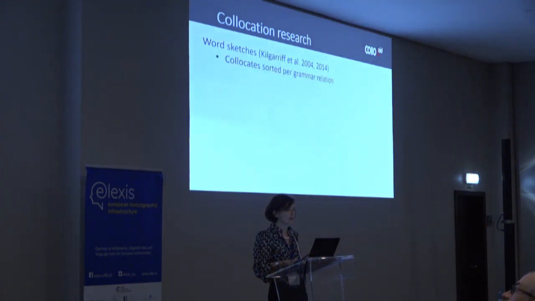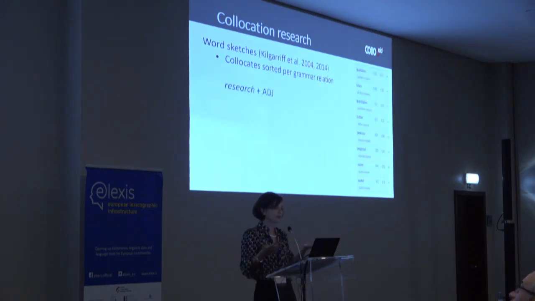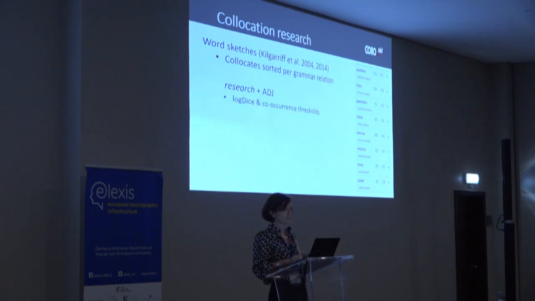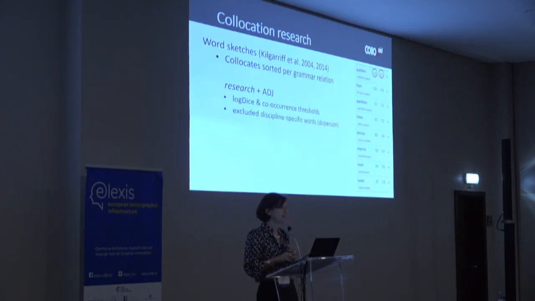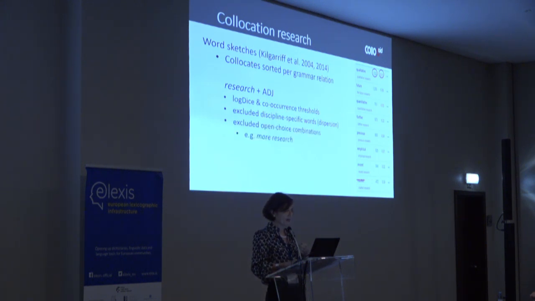We used word sketches where collocates get sorted per grammar relation. So here's an example for adjectives or modifiers used with research. And we use log dice and co-occurrence thresholds over here. Then we excluded discipline-specific words like market, because everyone working in market research already knows this. We were interested not in discipline-specific, but in things that are not discipline-specific. And then we excluded more open choice combinations like more research.